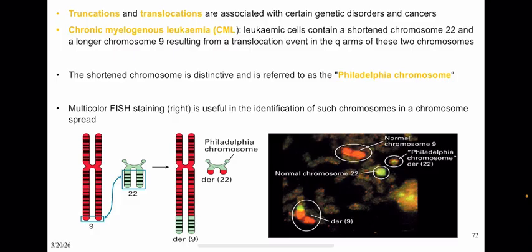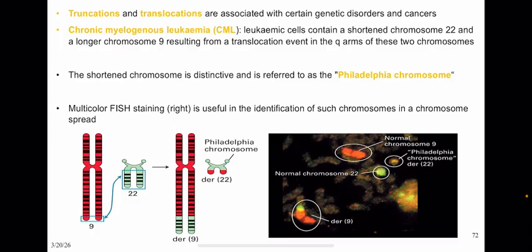So let's look at this slide, which is saying deletions and translocations are associated with certain genetic disorders. As I said, chronic myelogenous leukemia, the chronic myeloid, can also be caused by this. So let's define it here. I think I've mentioned it in the previous slide. The CML, chronic myelogenous or chronic myeloid leukemia, are leukemic cells that contain a shortened chromosome 22, okay, and a longer chromosome 9. So the chromosome 22 of a particular person is shortened and the chromosome 9 has been extended.